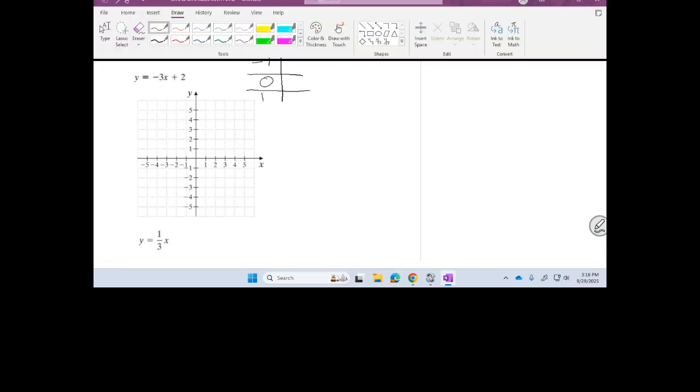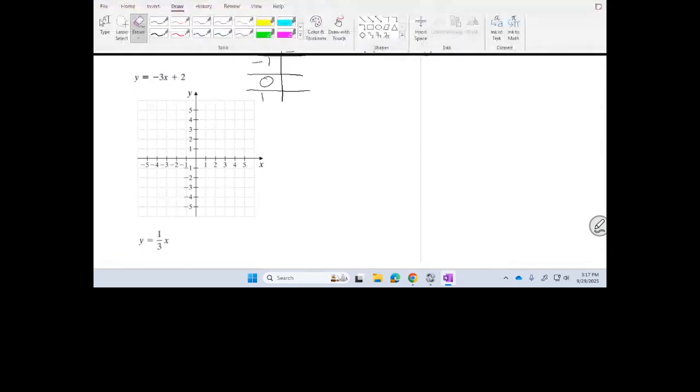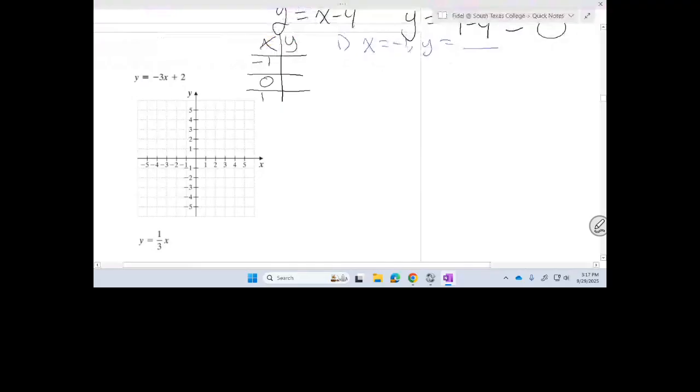Let's do step number 1, y'all. Step number 1. We know that x is negative 1. We're going to try to figure out what y is, okay? So look, my equation, y'all, is y equals negative 3x plus 2. And remember, y'all, where the x number used to be, I'm now going to put a negative 1.